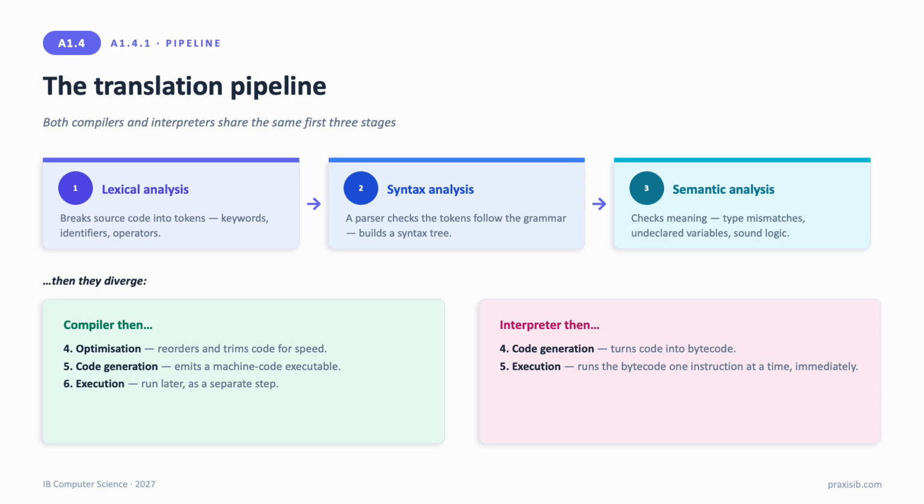An interpreter does something different. It generates bytecode. Then it runs that bytecode straight away, one instruction at a time. So the analysis is the same, the ending is different. Now let's watch a real line of code travel through all of these.